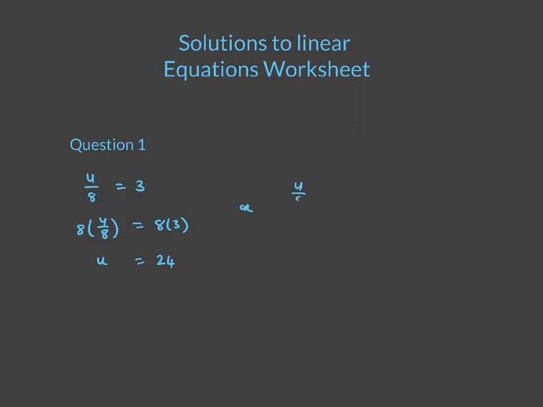We could have also tried to get the denominators the same. So with the 3 over 1, put it also as 8. So that means 3 over 8, 3 times 8 over 8. So u over 8 is equal to 24 over 8. Therefore u is equal to 24.